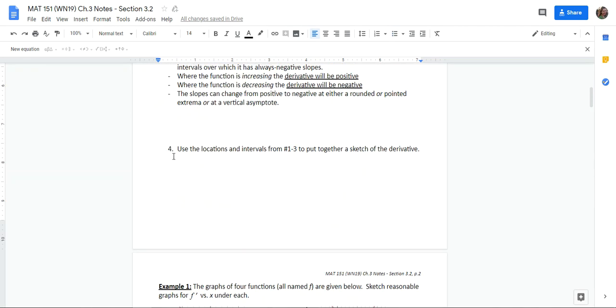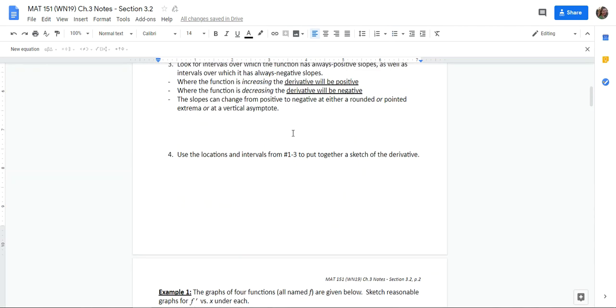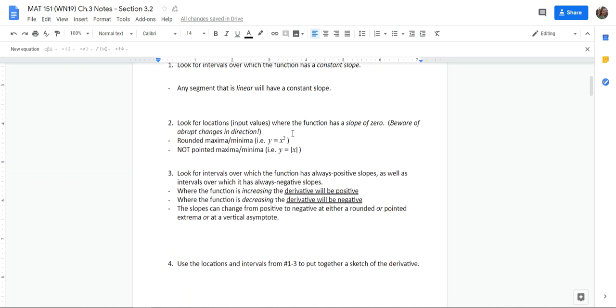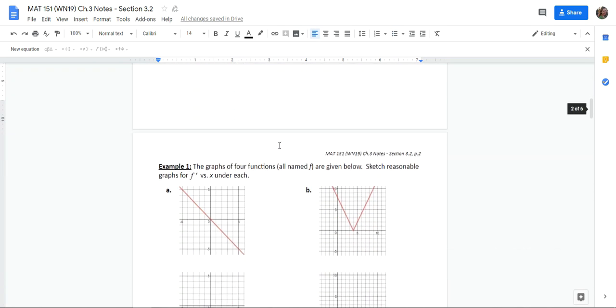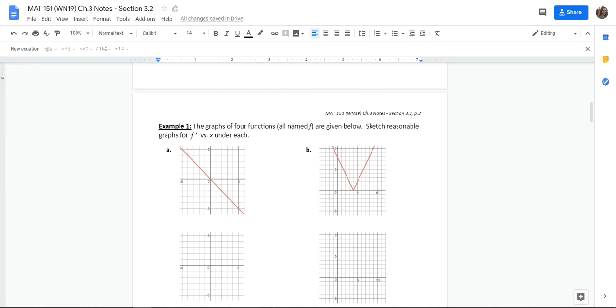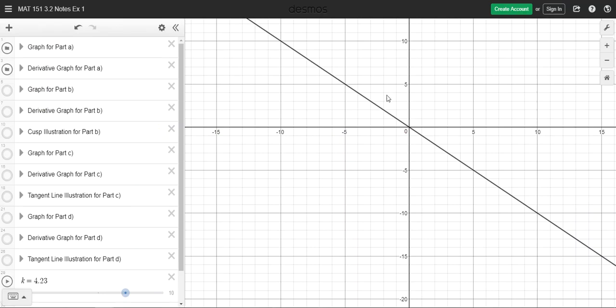So in the next couple of examples, we're going to be using the locations of those intervals from those 3 parts above to be sketching the derivative without knowing the equation, just from the picture. Okay, so for this first one right here, again, I have some graphs in Desmos to help me out. In this first one, I see the graph of this first function. I want to look at its derivative.